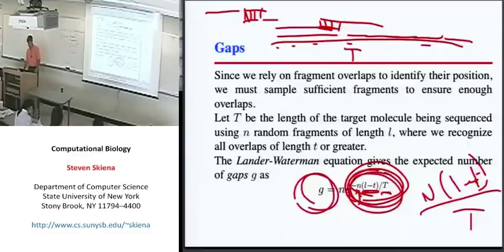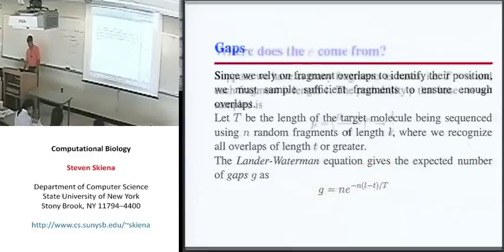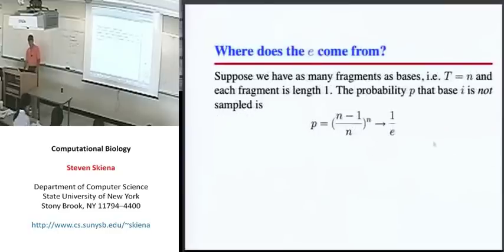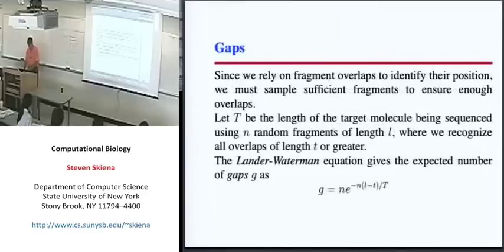The E thing is explained by this hand-waving thing here. This is the probability that any particular base be left open. The expected number of gaps is the length of the sequence, N, times the probability that a base is left open. That sort of explains the outer N times this. Any questions about that? Yeah?